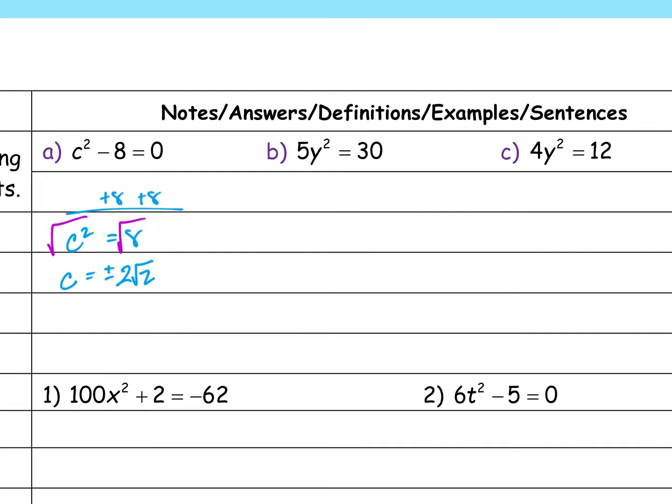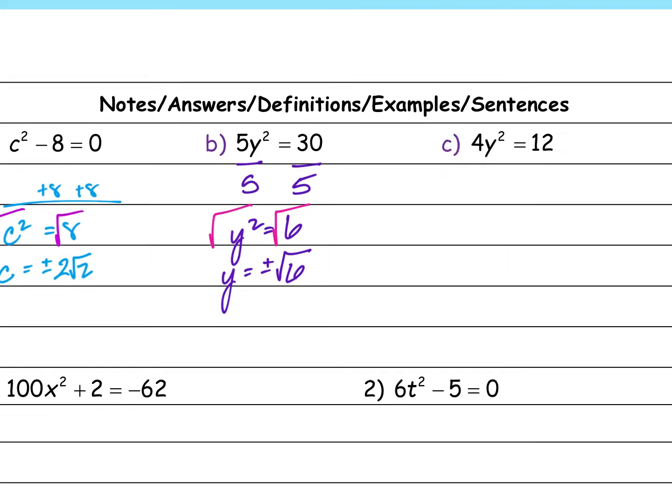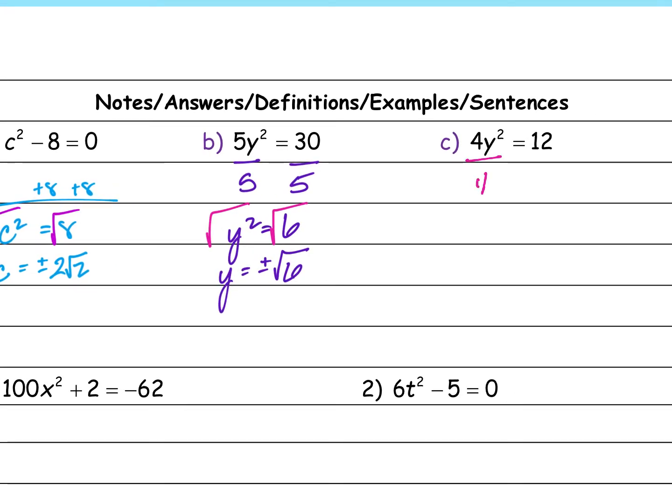And then b, we're going to divide by 5. And y squared equals 6. Square root. So y is going to equal plus or minus the square root of 6. C is almost the exact same thing. Divide by 4. y squared equals 3. Square root. y is going to equal plus or minus the square root of 3. Any questions? Not too bad so far?